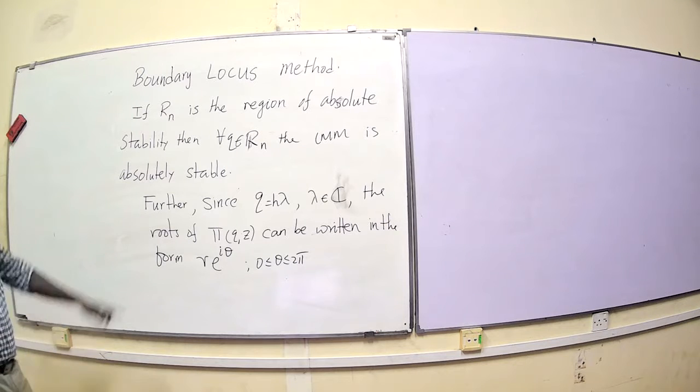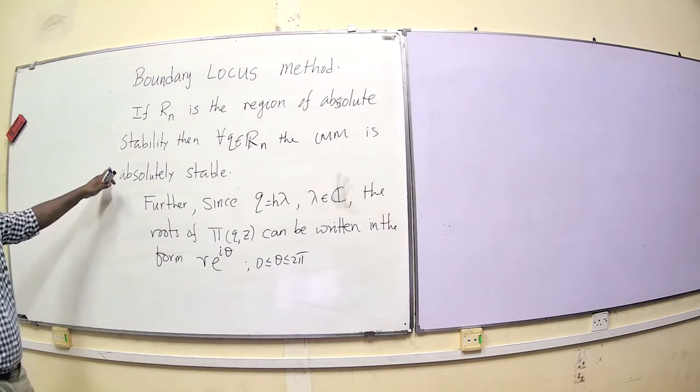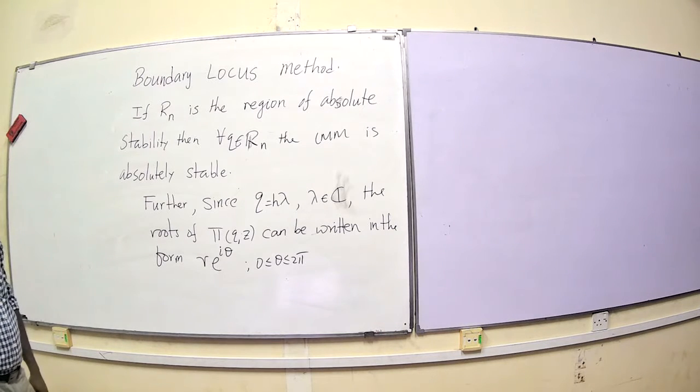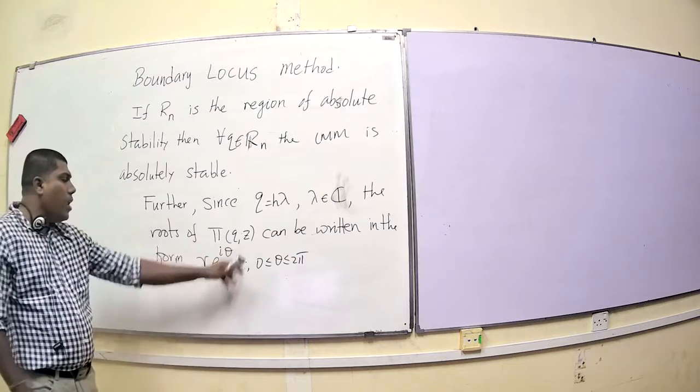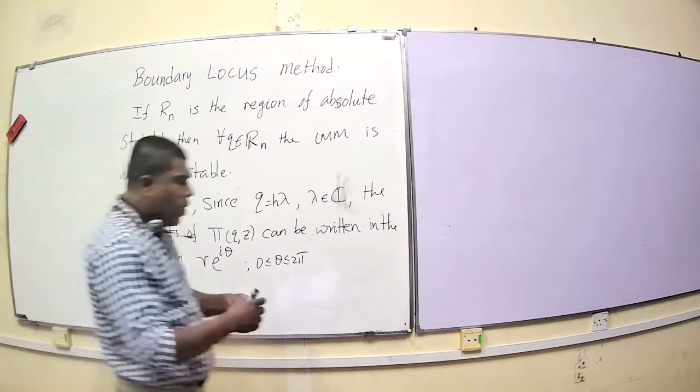But for absolute stability, the roots must satisfy that the absolute value of the root must be less or equal to 1. Here the absolute value of this root is r, so that is obviously less or equal to 1.